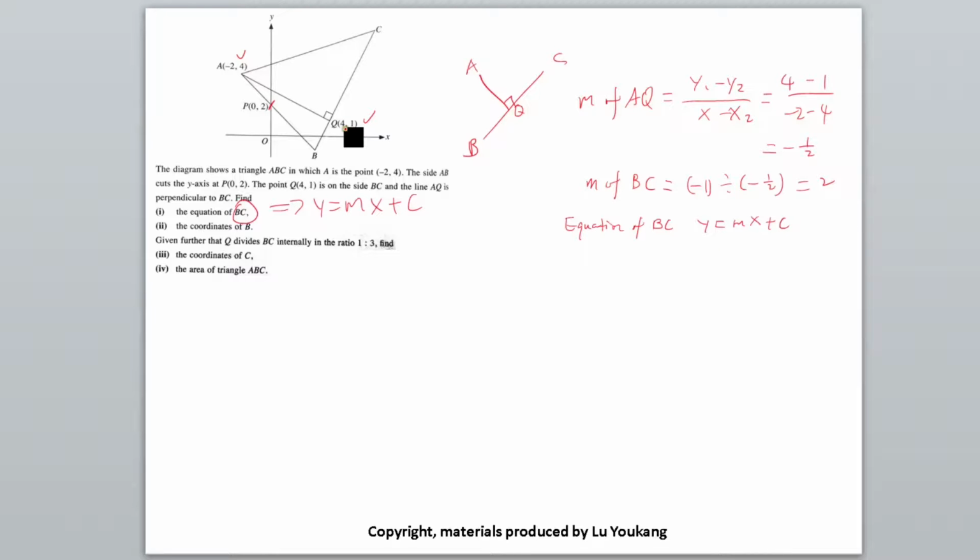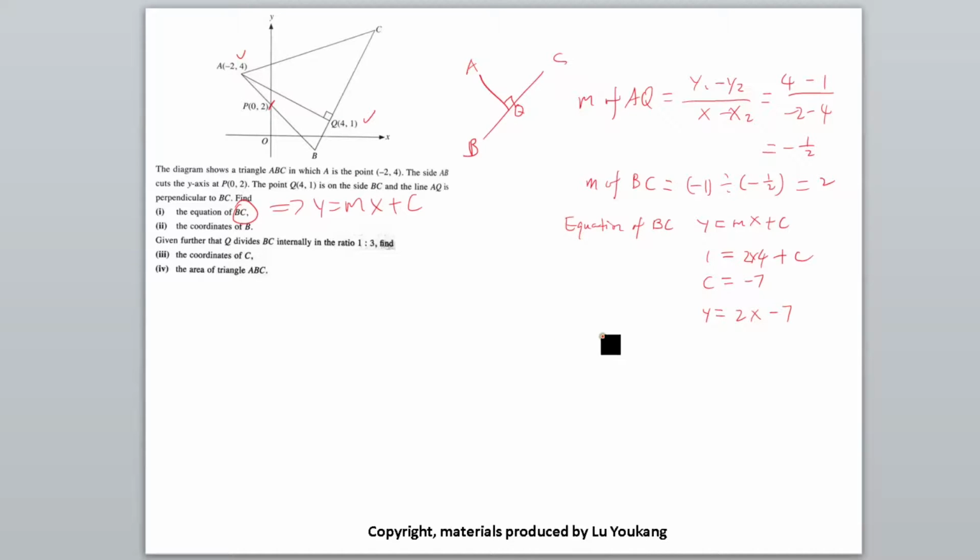So now equation of BC, y equals mx plus c. Now you can sub in your m equals 2, and you can take one set of coordinates, which is your Q, and you sub it into y equals mx plus c. So you get 1 equals 2 times 4 plus c, therefore your c equals minus 7. Therefore you can find the equation of BC to be y equals 2x minus 7.